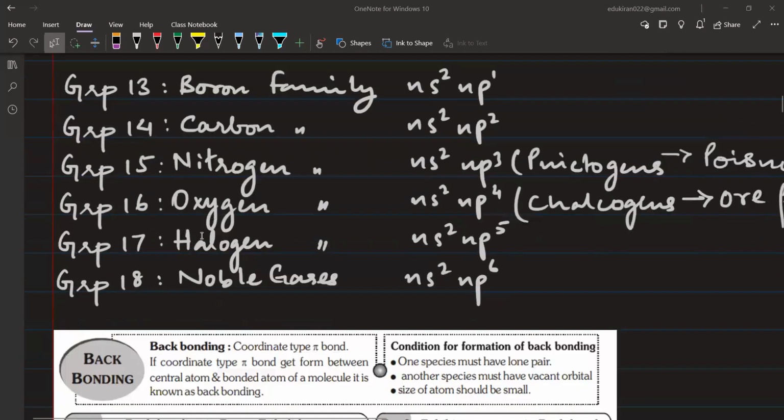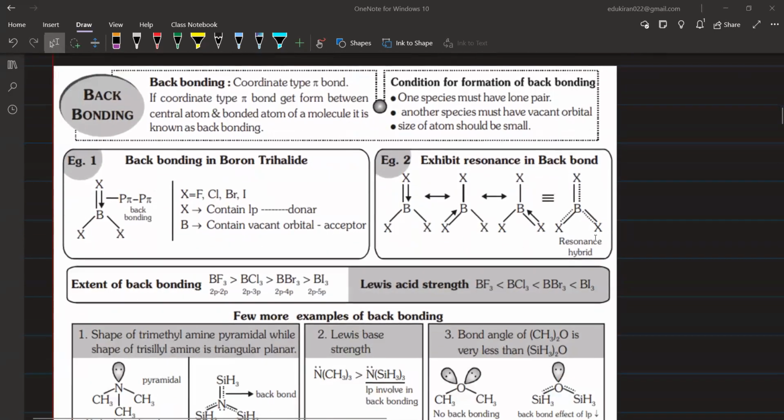Okay. Now, moving on. Back bonding. Please first listen calmly, okay? Then you can write this whole thing down. What is back bonding? Back bonding is, first of all, a coordinate type bond. Okay? Coordinate bond. When can a coordinate bond form? A coordinate bond can only be formed if you have a lone pair of electrons and then another atom.